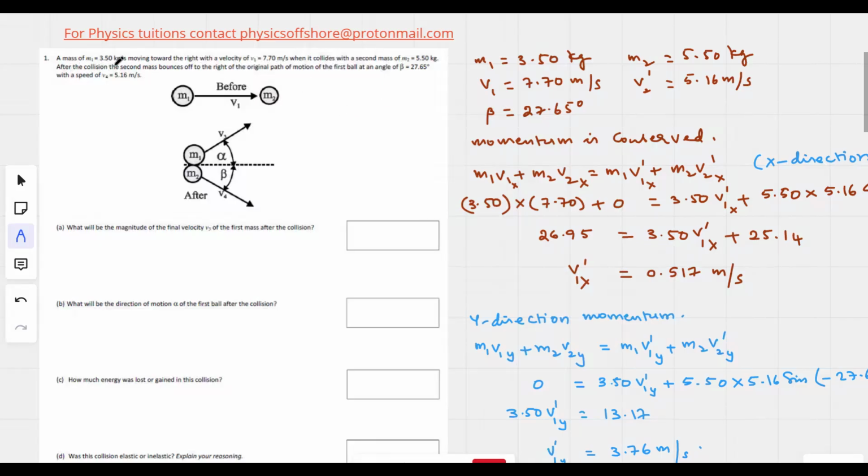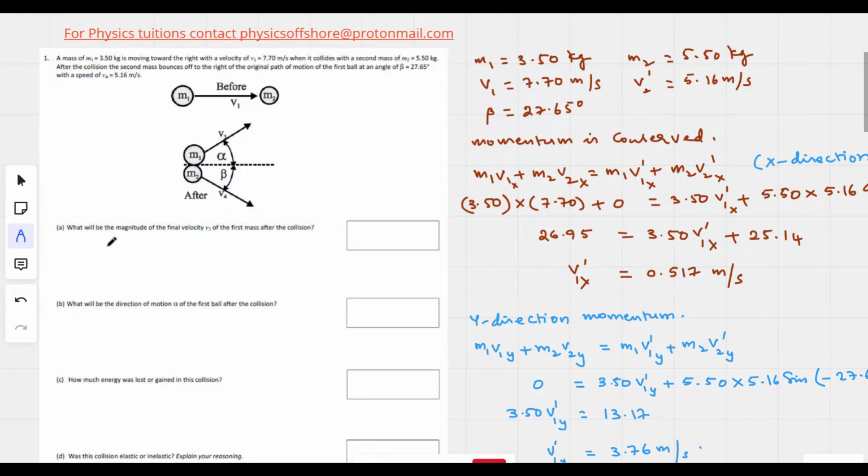A mass of 3.5 kilograms is moving towards the right with a velocity of 7.7 meters per second when it collides with a second mass of 5.5 kilograms. After the collision, the second mass bounces off to the right of the original path of the motion of the first ball at an angle of 27.65 degrees with a speed of 5.16 meters per second.